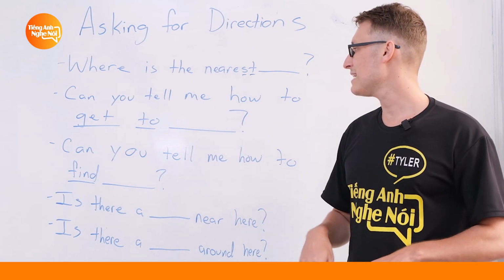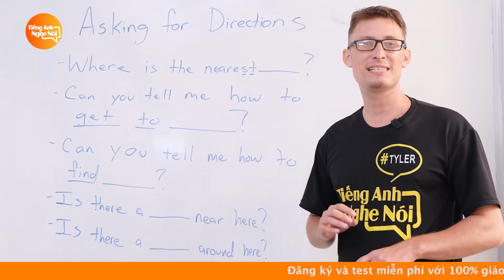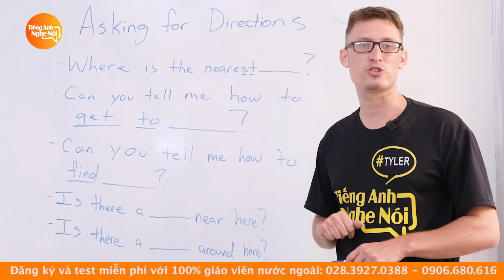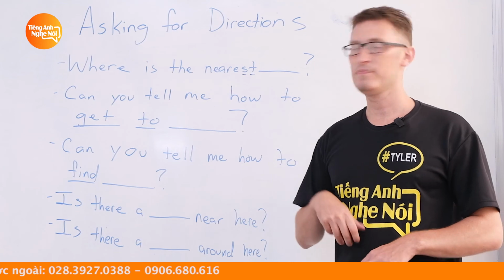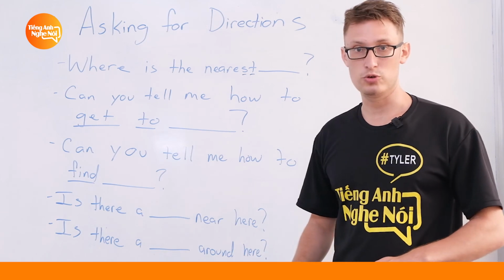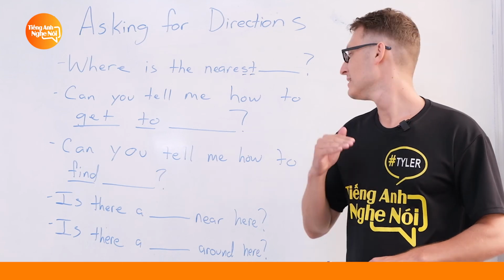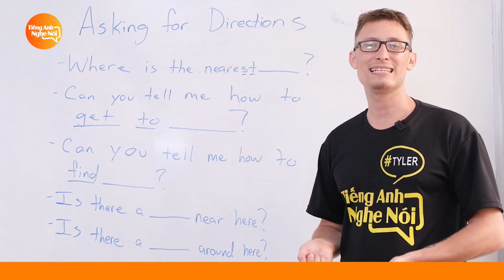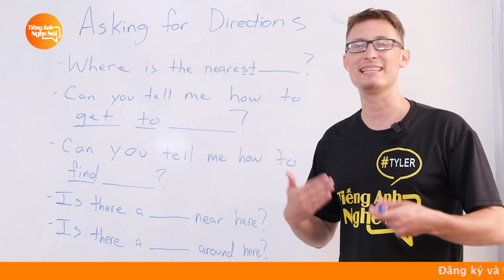Now, can you tell me how to get to, and if you say this, you need to say the name of a place. Can you tell me how to get to Nguyen Huy Street? Can you tell me how to get to Bitexco Tower? Now, you can say get to, or you can say find. Can you tell me how to find Bitexco? Can you tell me how to find Landmark 81? I think that's very easy. You can see those from anywhere in the city.